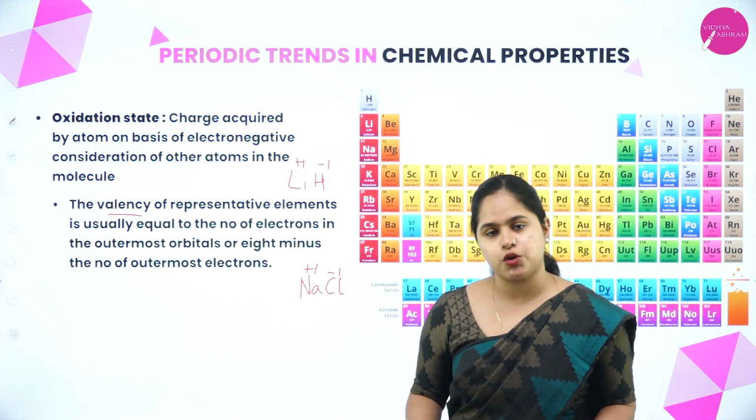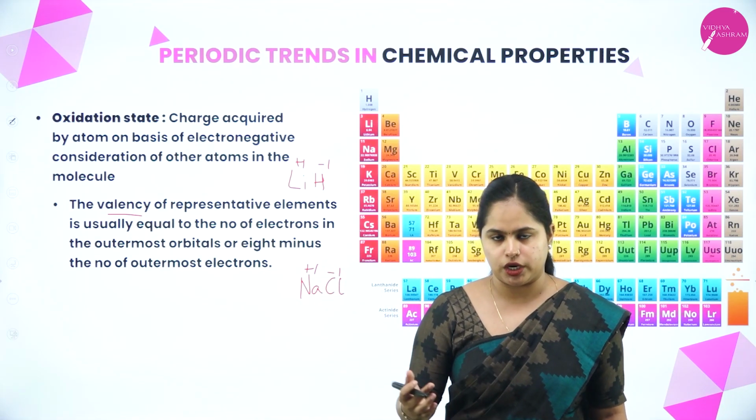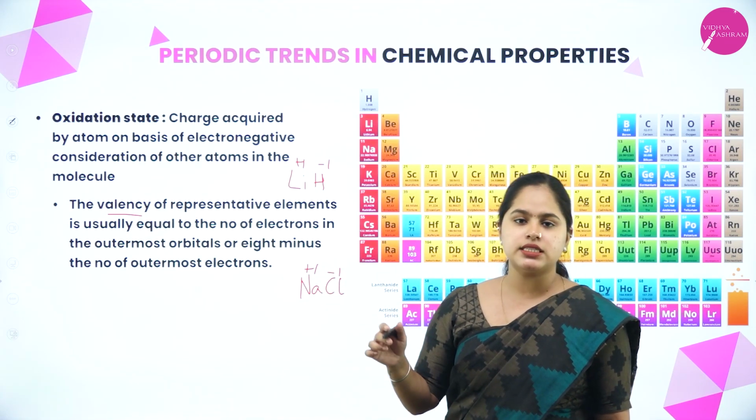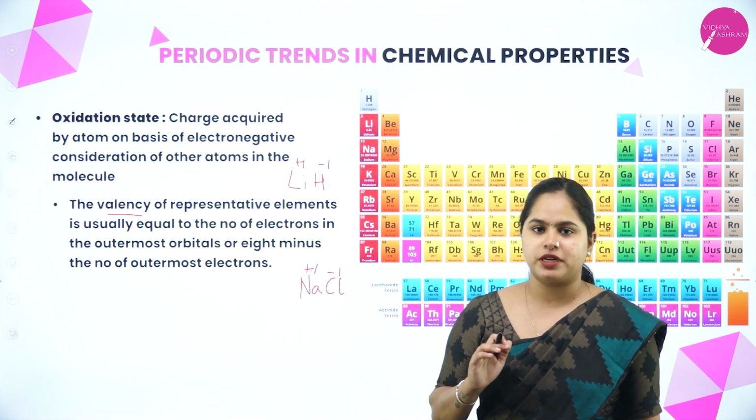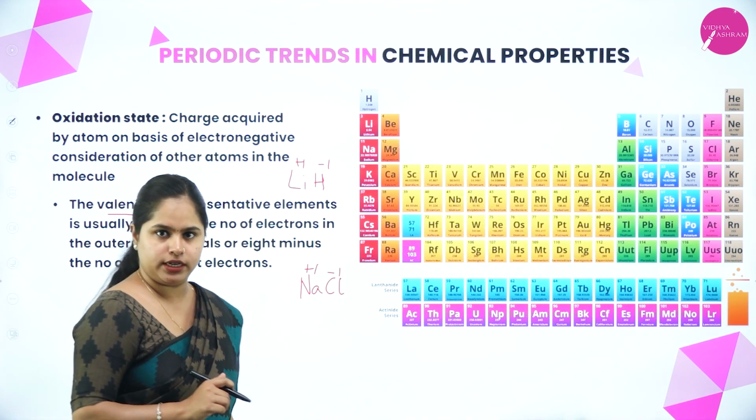So how can you calculate the valency? It is either equal to the number of electrons in the outermost shell, or it will be 8 minus the number of electrons present in the outermost shell. So let us see that in our periodic table.